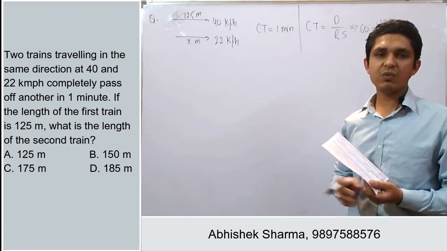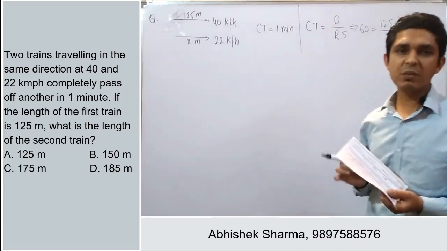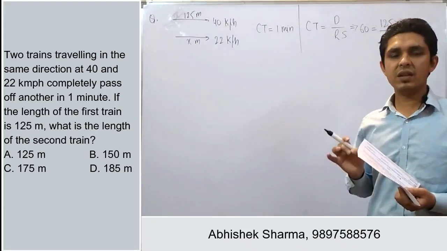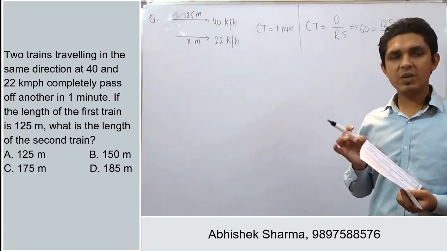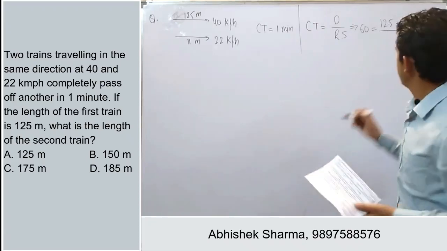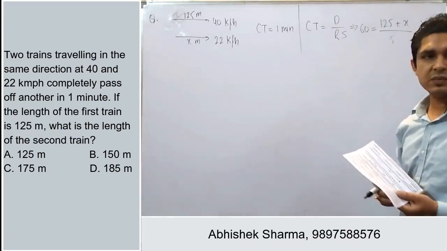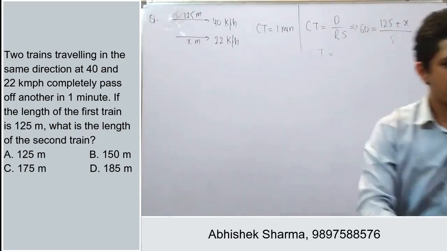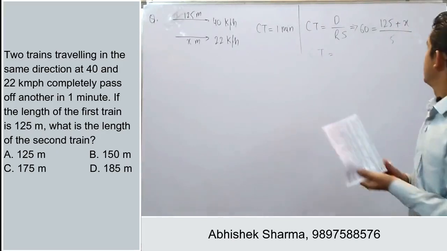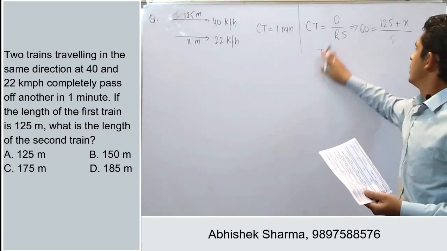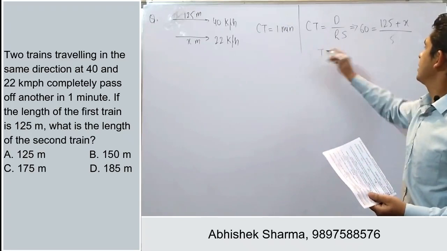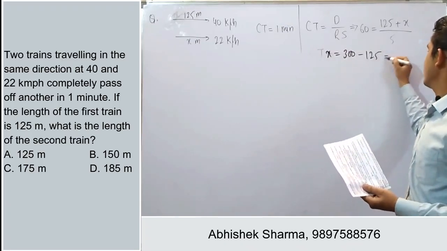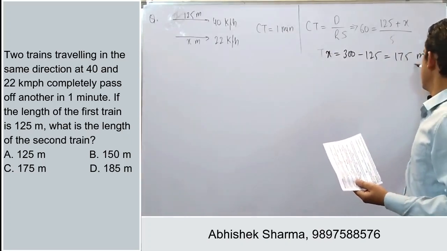So here we calculate 40 minus 22, the answer will be 18 km per hour. And when we convert this into meter per second, 18 multiplied by 5 by 18, this will be simply 5. Right? So when we calculate the crossing time here, and calculate the value of x, the value of x will be simply 300 minus 125, and this will give us 175 meter.